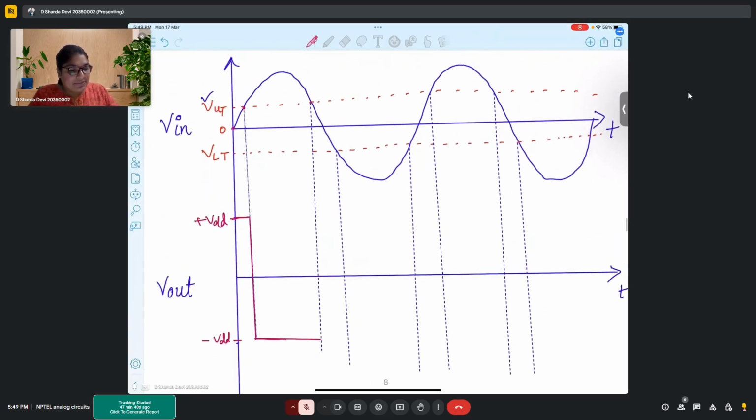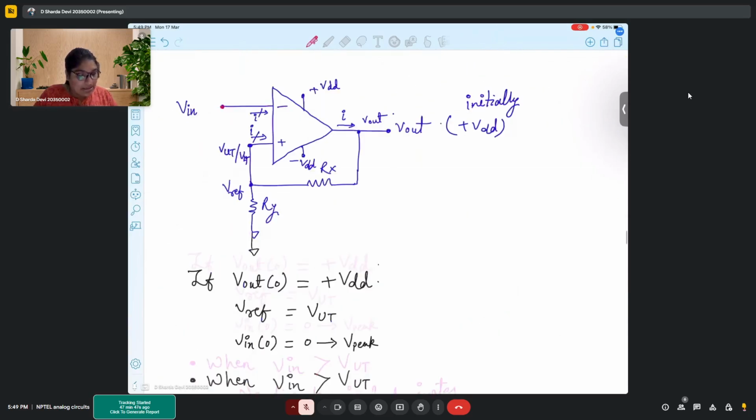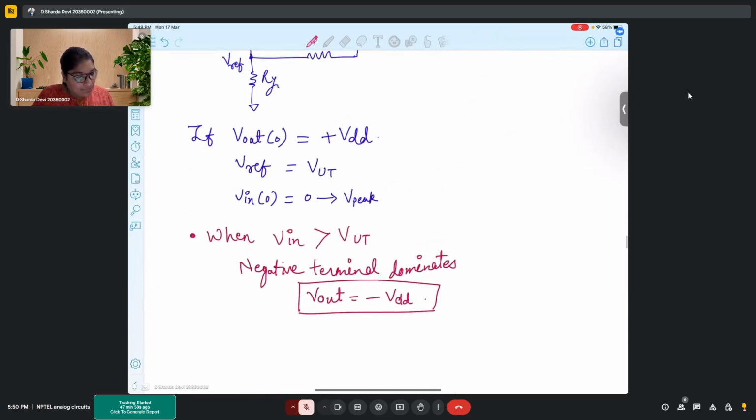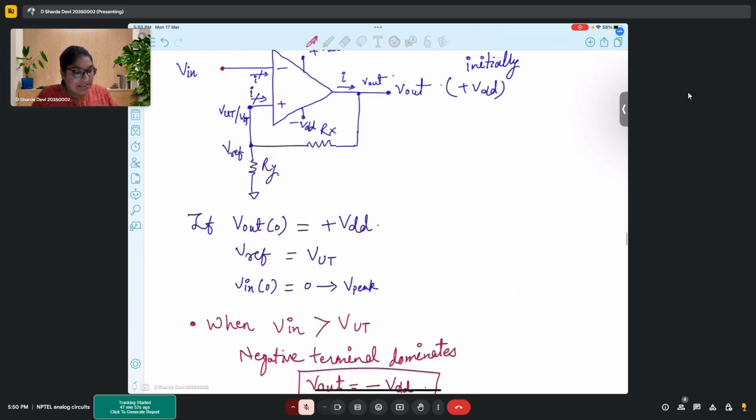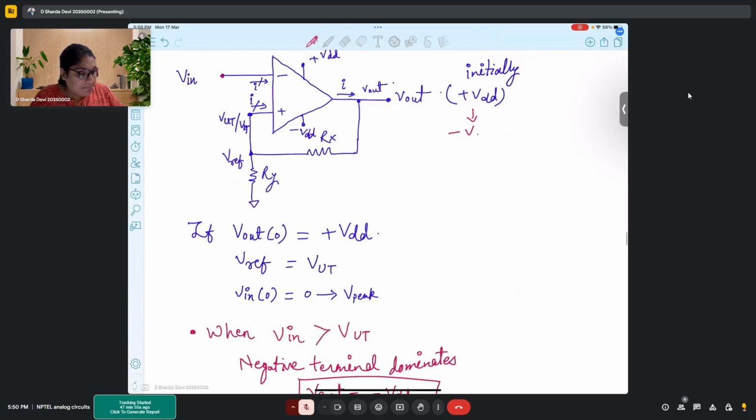Now what happens when your input reaches VUT, or the level goes down? At that point, your Vout has become minus VDD. This Vout became minus VDD, which led to your V reference changing from VUT to VLT. Okay. Now V reference has also changed. It is not VUT anymore.